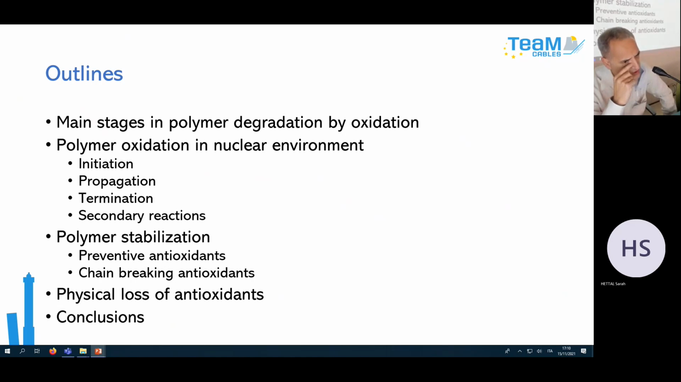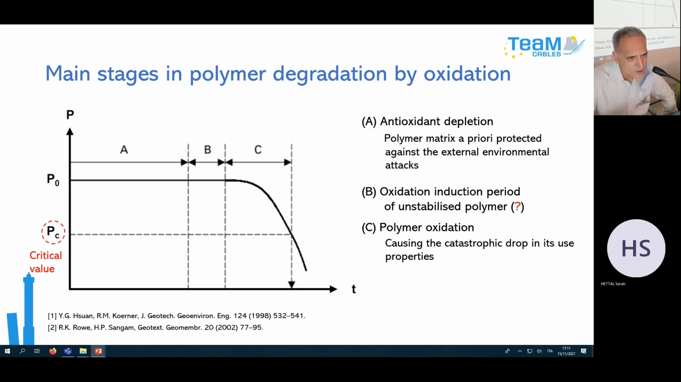And in a final part, after this detail, I will show you that, in fact, the antioxidant depletion is not only due to their physical loss by diffusion across the sample core or by evaporation or extraction from the sample surface. So it is not only due to the chemical consumption from the polymer stabilization, but it is also due to this physical loss. And so I will conclude.